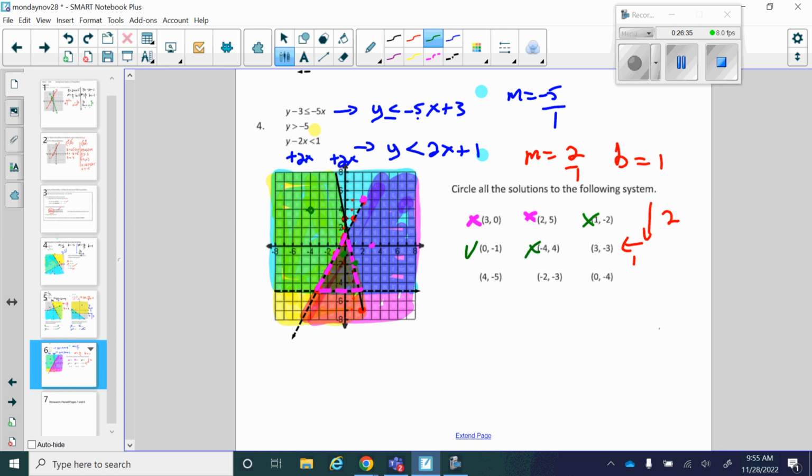How about 3, 3? No, that's not going to work. How about 4, -5? Nope, that's not going to work either. How about -2, -3?